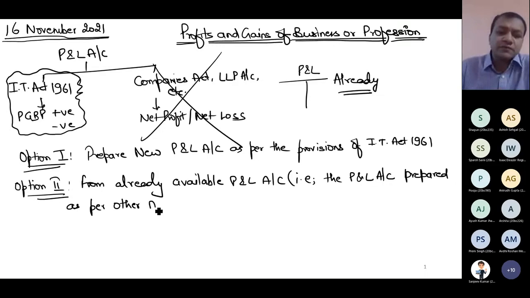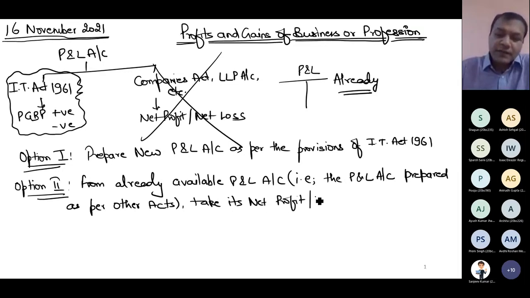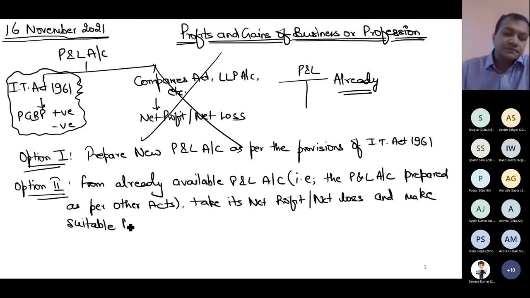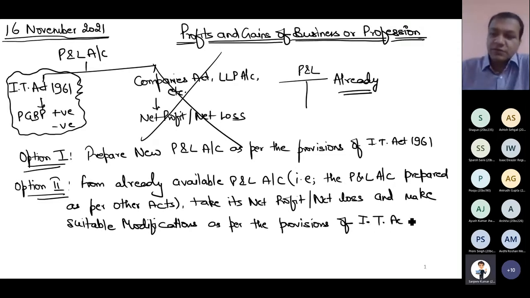Suppose you have this P&L account, take that already available P&L account, take its net profit or net loss, whatever that other P&L account as per other act is showing, and make suitable modifications as per the provisions of, can you tell me what logically I will write here? As per the provisions of which act? Income Tax Act 1961.